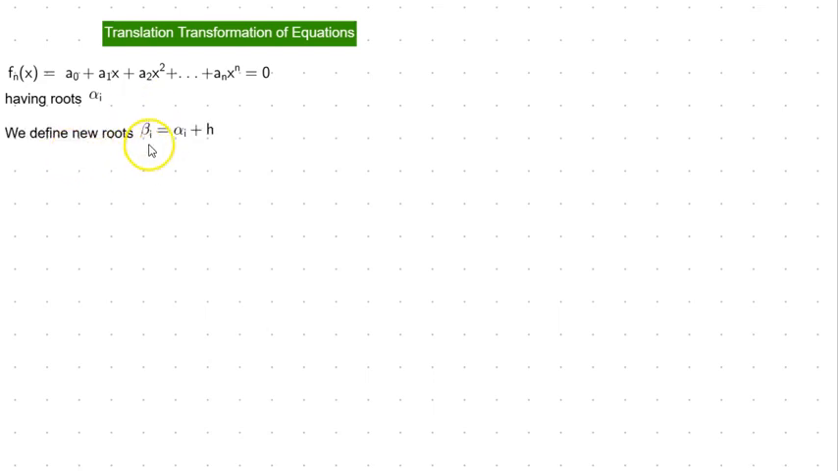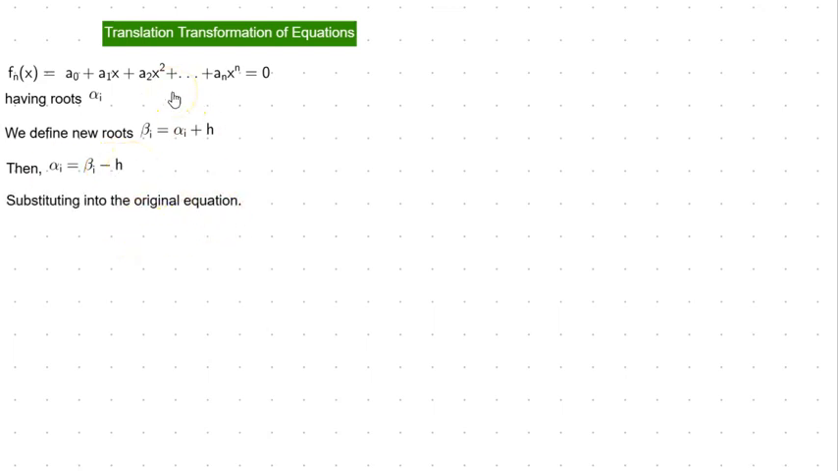Let's say we have this general form of the nth degree equation having roots alpha sub i. Now we define new roots, beta sub i is equal to alpha sub i plus h. So here we are trying to arrive at an equation, or in other words, transforming this equation into another equation whose roots are the translated versions of the roots of this equation. Then alpha sub i is equal to beta sub i minus h.